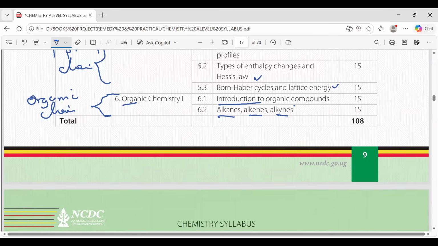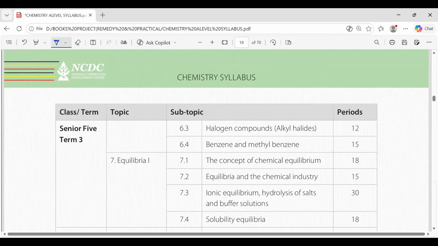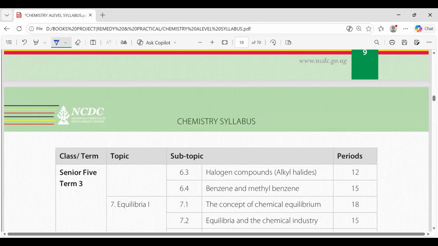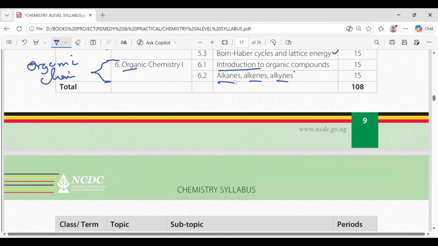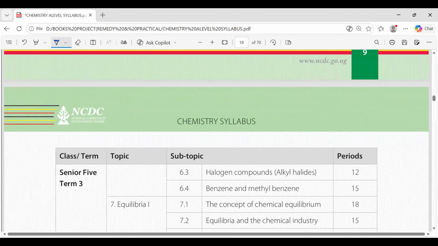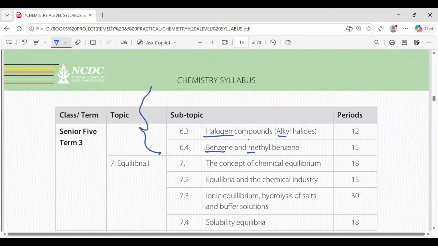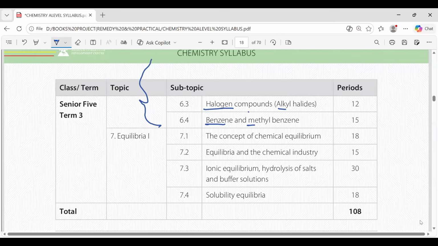So that was supposed to be covered in term 2 of Senior 5. Even these ones are still under organic 1. Look at this. We had organic 1, alkanes, alkynes, but it didn't end there. We continue in term 3 with organic 1, where we look at halogen or alkyl halides, halogen compounds, then benzene and methyl benzene. So organic 1, there we say it is done. Then we come to Equilibria 1. Equilibria 1 is Senior 5 term 3 work.